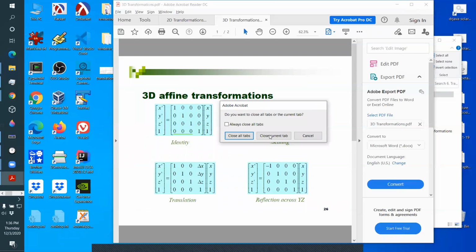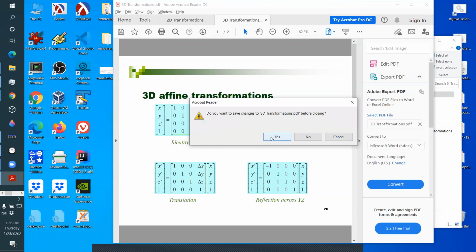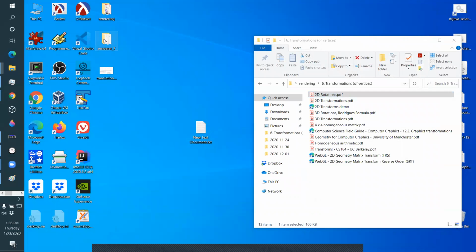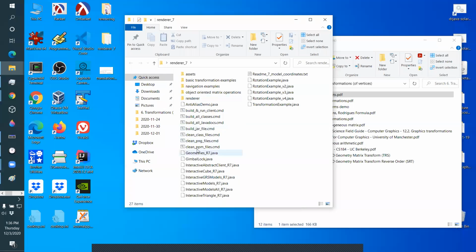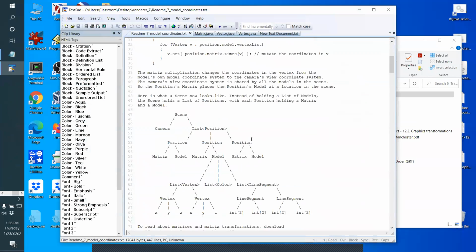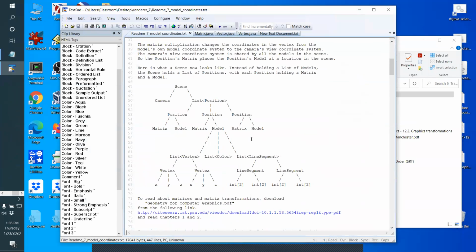So remember, this is what our scene graph looks like. The scene is a list of positions. Each position is a matrix that says where that model belongs in front of the camera.